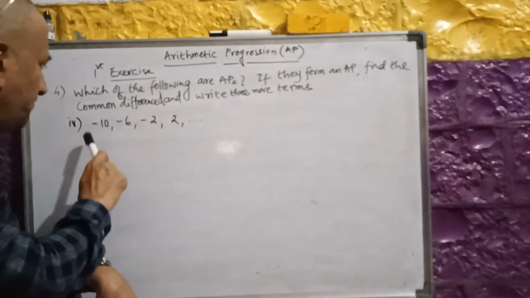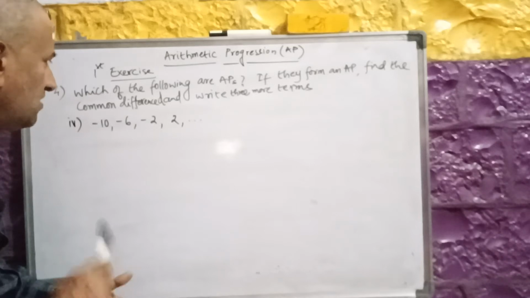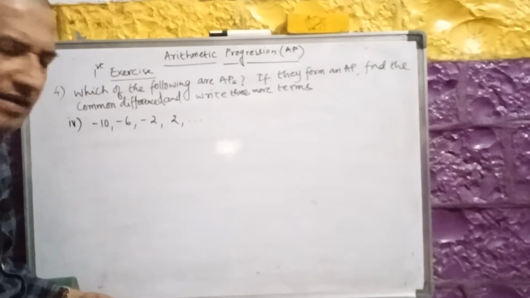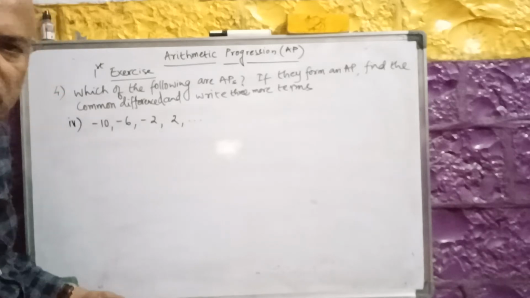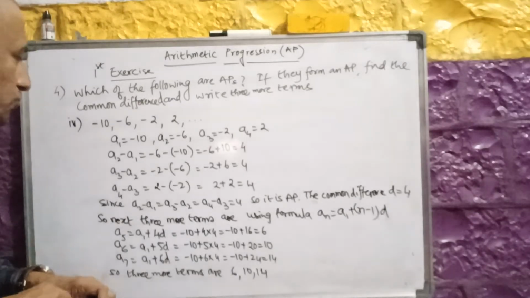Similarly, given the list of numbers, we need to check whether they form an AP or not. If they form an AP, find the common difference d and also write three more terms if it is an AP. Pause the video here and find out the answers. Okay, here is the solution.